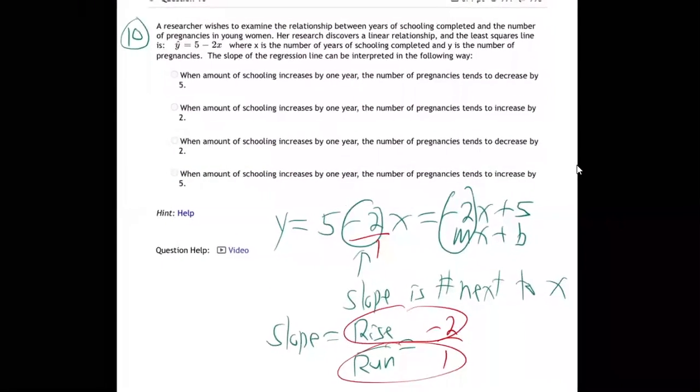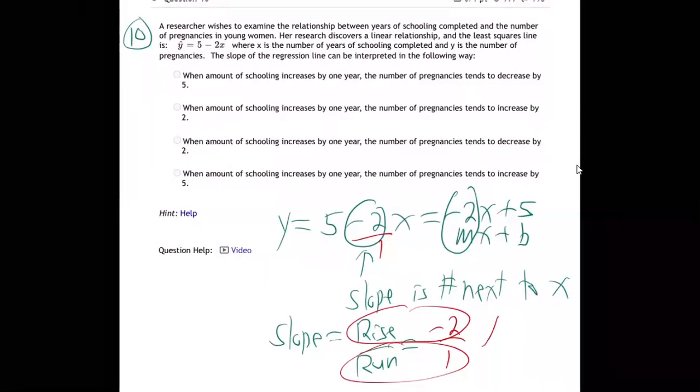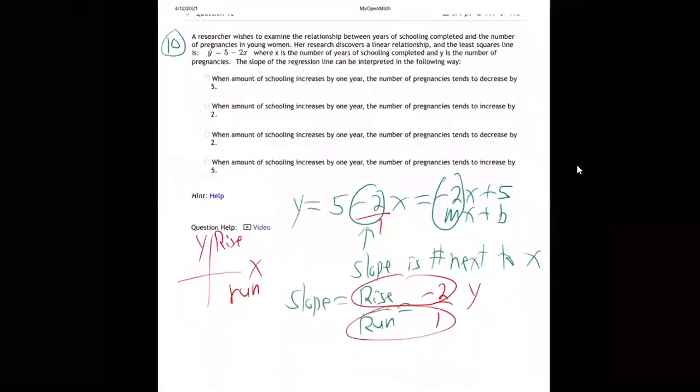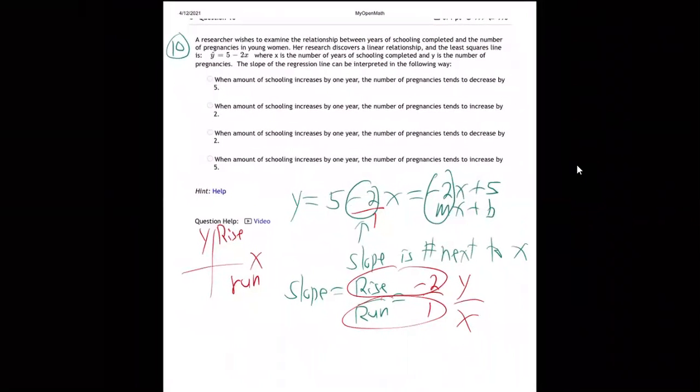So anyway, what does that slope mean? Well, what is the rise and the run? Rise is y values, right? On a graph, y values rise, x values run. Do you remember this kind of stuff from your earlier math classes? So rise over run is y over x. Rise is y, run is x. And what is y and x here? X is number of years of schooling. What is y? Number of pregnancies. So what does that mean?